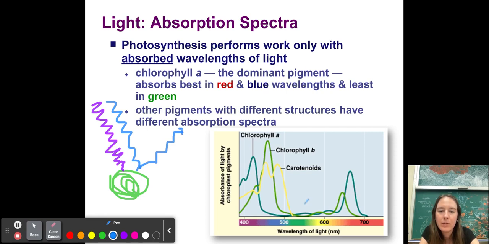Okay, and then what happens if we get some green wavelengths? So green wavelengths are a little bit longer. I'm going to drop them over here, so a little bit longer wavelengths.